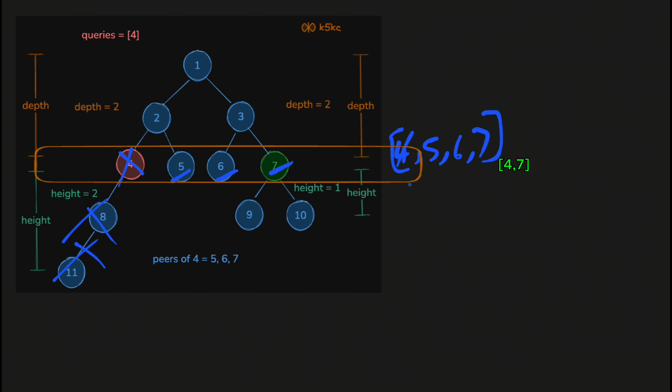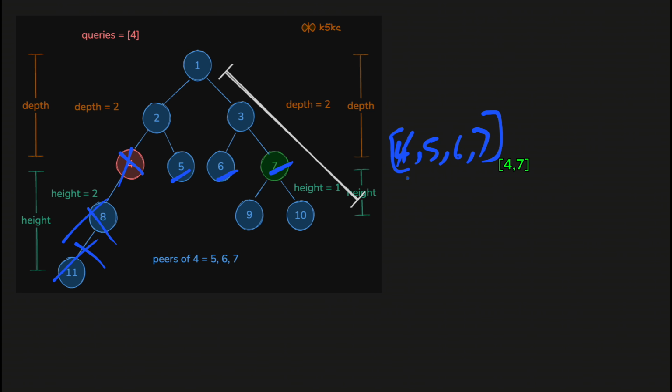So now, if we delete node 4, the only other pair it has is 7. So we will add the depth and height of node 7 to get the height of the tree. And in this case, it will be 3.